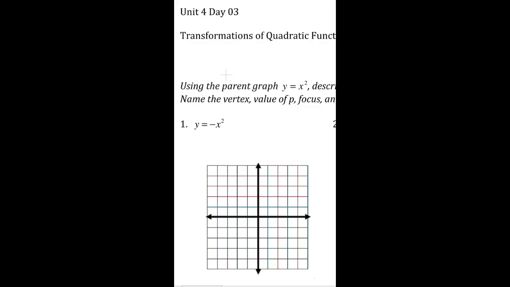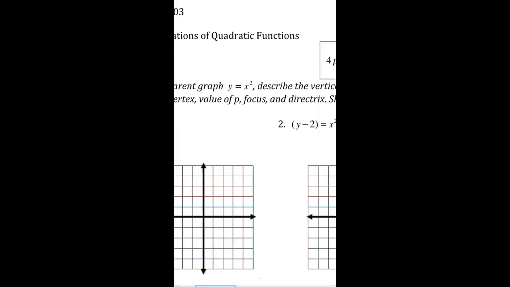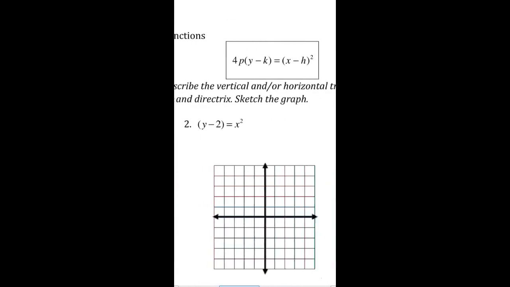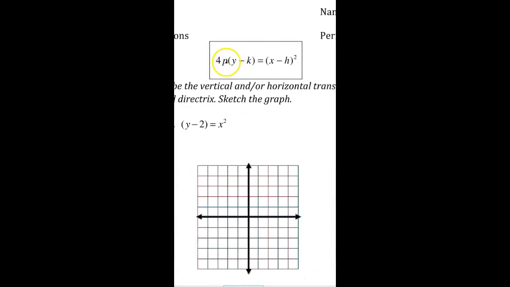Okay, let's take a look at Unit 4, Day 3, Transformations of Quadratic Functions. For those that have me as a teacher, this is homework 41. All of this revolves around writing these equations in a specific format, with the new 4p in front that we looked at yesterday, combined with the part of vertex form we already are familiar with, h and k being the vertex.